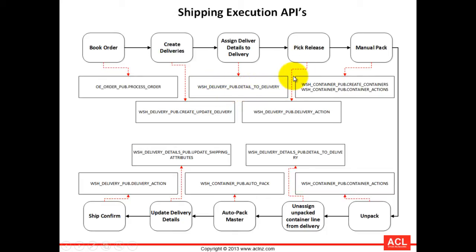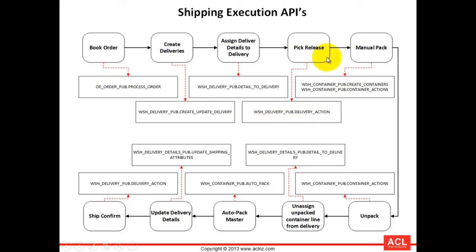In order to assign your delivery lines, you use the package procedure WSH delivery pub dot detail to delivery. Then once delivery lines have been assigned, you can either run pick release from the front end, or if you would like to run pick release from the back end using the APIs, you can use the same API WSH delivery pub, but the package procedure is delivery action.